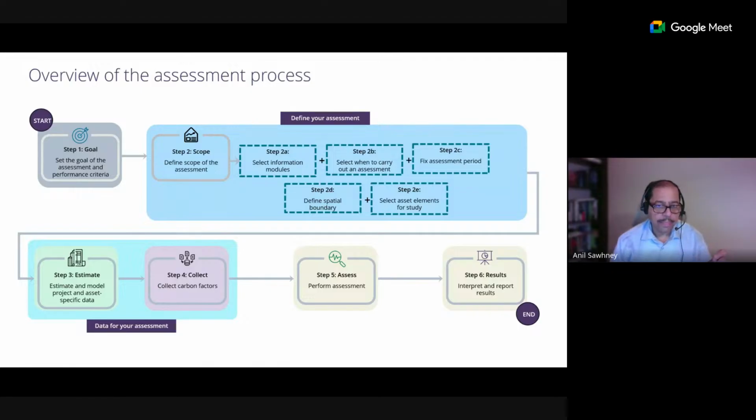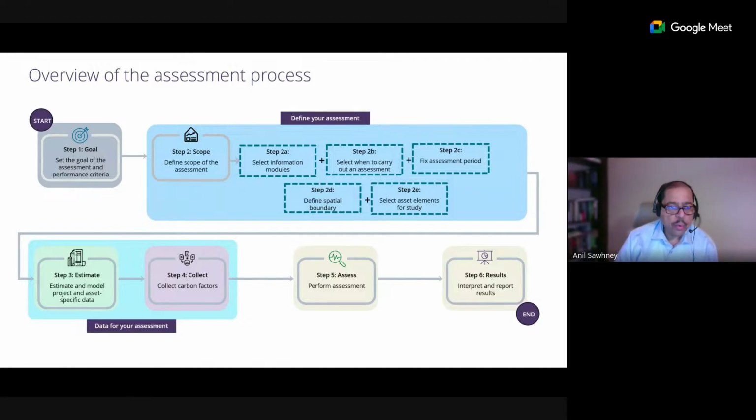Step 2A, you saw the information modules, right? So you select which information modules are applicable to your assessment. Maybe you're only assessing the impact of replacing the roof. Maybe then only module B is what you really need to look at. So which information modules you need to select, that's how you define your assessment. Obviously, that is determined by the goal, and the scope therefore is connected.